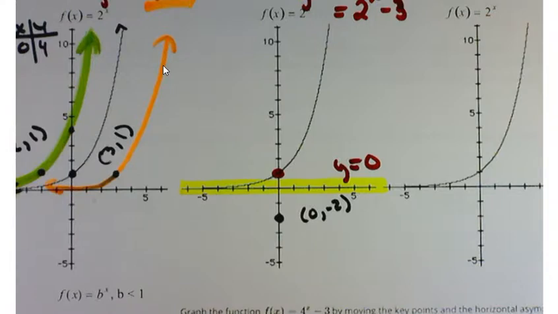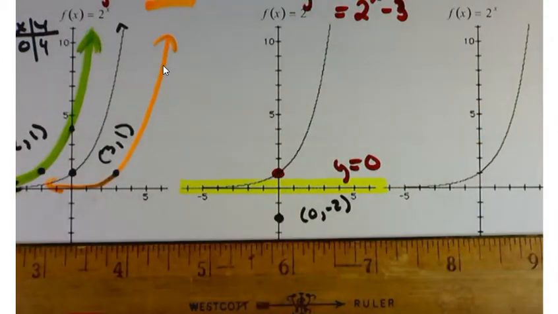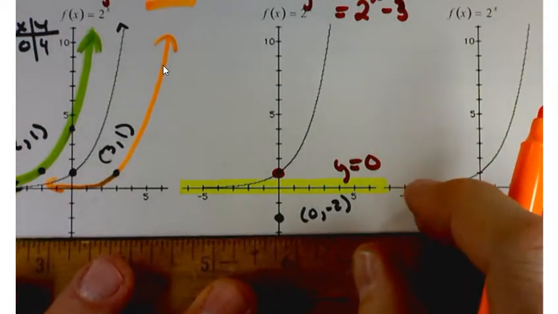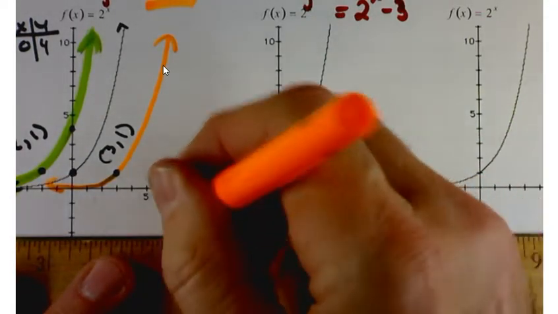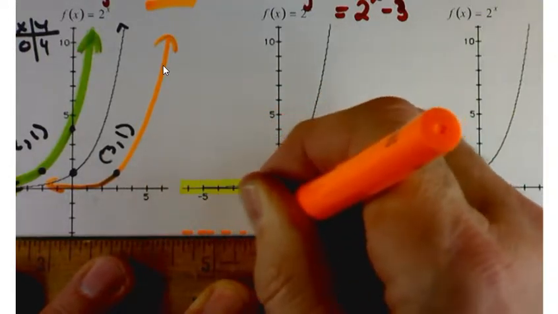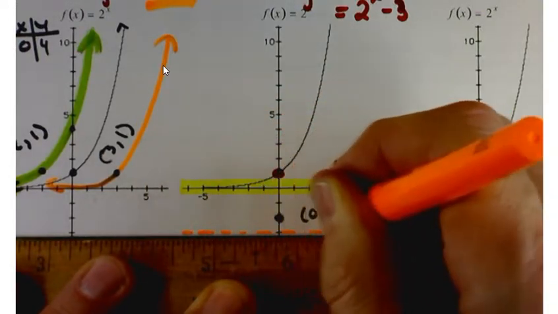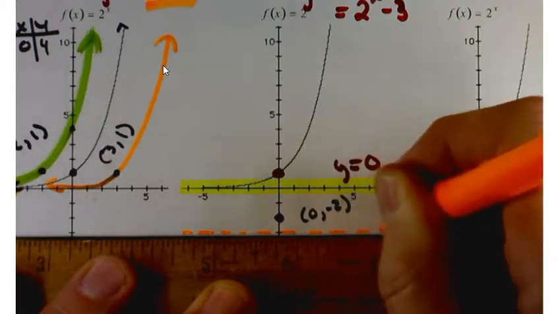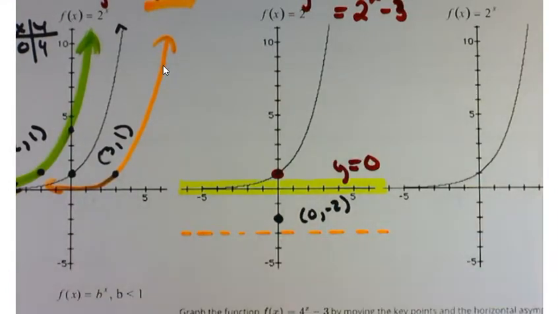Not quite. We're shifting it down by 3. So, yeah, it's going to be down at negative 3. So down here is where you're going to have your graph. Now I'll draw it with a dashed line because this is really not part of the graph. It's kind of a feature of the graph. It's a guide for drawing your graph, but it's not really part of your graph. So this is the line y equals negative 3.